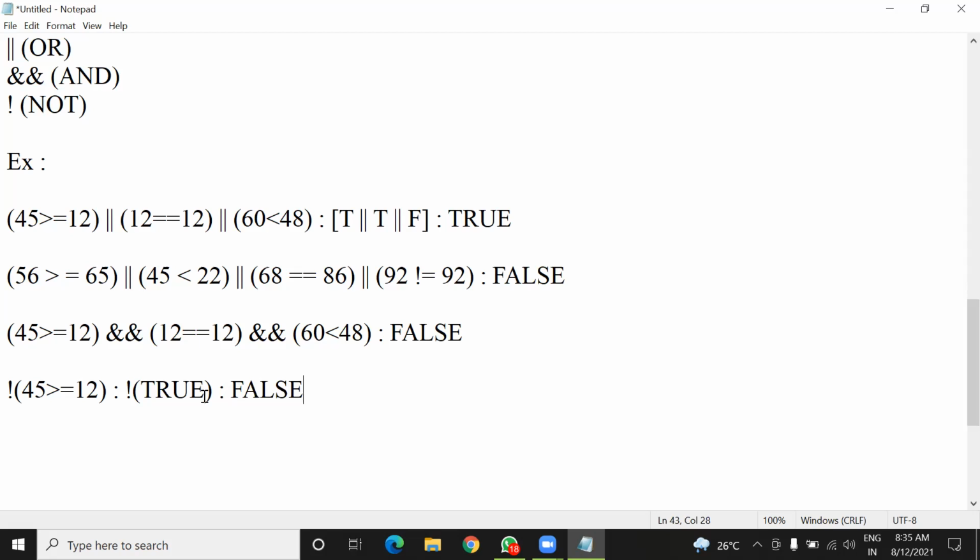So this NOT operator always inverts the result. Inverts means reverses the result. It means if something is true and NOT is applied there, then it becomes false. And if something is false and NOT is applied there, then it becomes true. So understood, everyone?